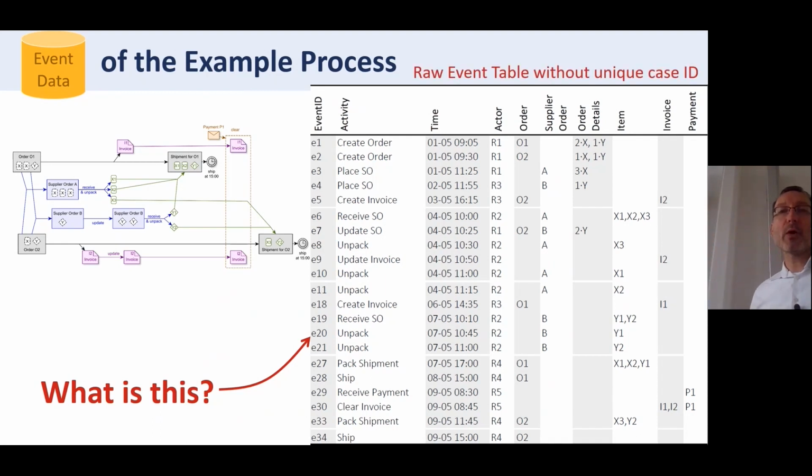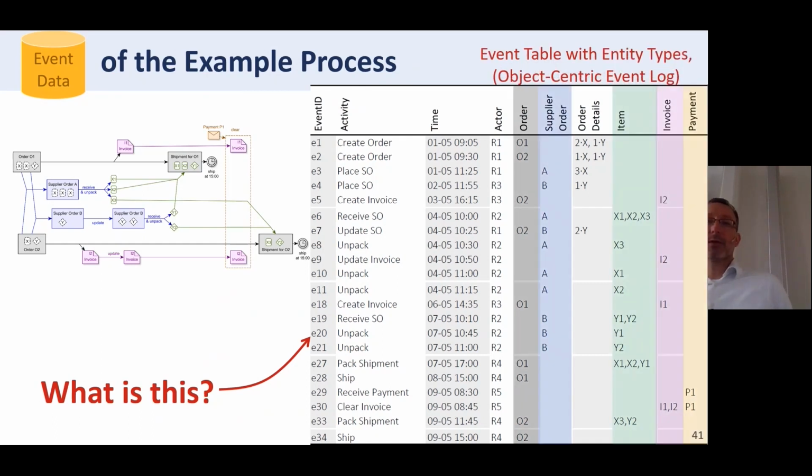So we can also call it a raw event table without unique case ID, or object-centric event log, or event table with entity types. It doesn't really matter. But the point is, you have multiple entity types that are indicated in the attributes, and you have all these identifiers that say, okay, I have order 1 and order 2, I have supplier orders from A and B, and so on and so forth.